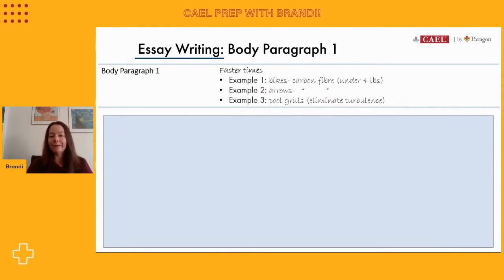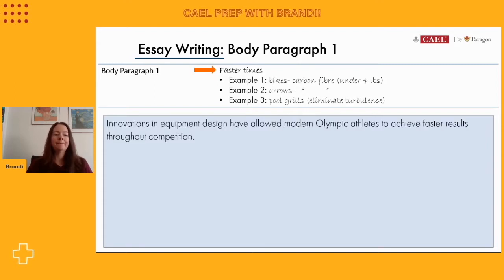So the very first thing we must do before we start citing these 3 examples is we have to introduce the main topic of this one paragraph. So remember how one paragraph discusses one main idea? So let's write a topic sentence that introduces how this advanced equipment allows athletes to race faster. That's really what we're saying here. So let's try something like this. Innovations in equipment design have allowed modern Olympic athletes to achieve faster results throughout competition. So that introduces the concept of faster times. Really well done there, I think.